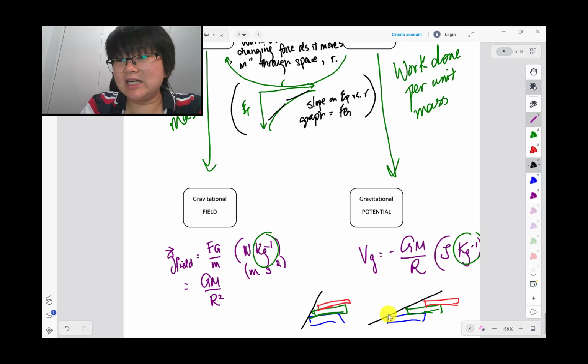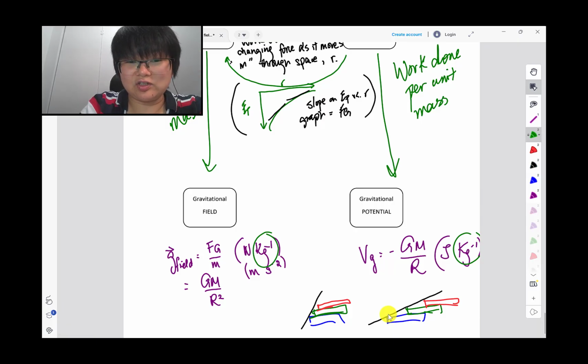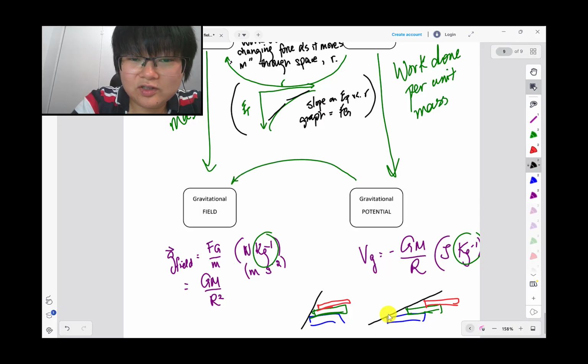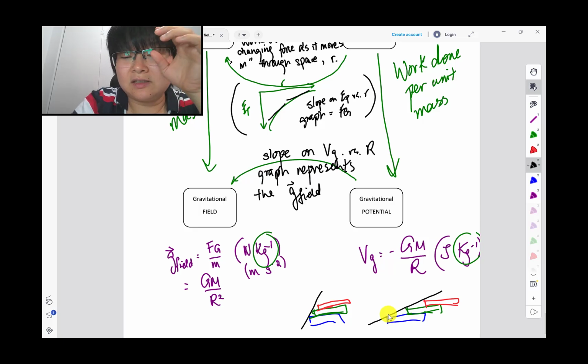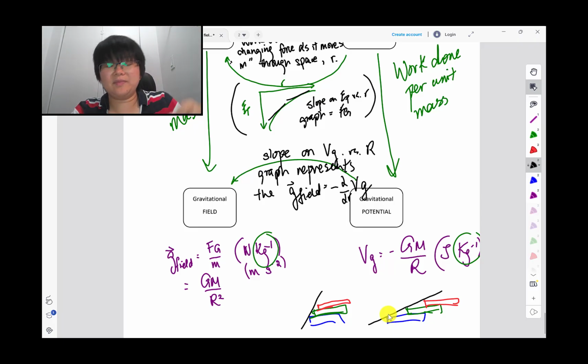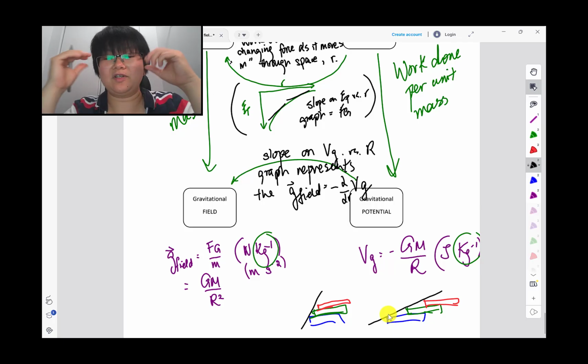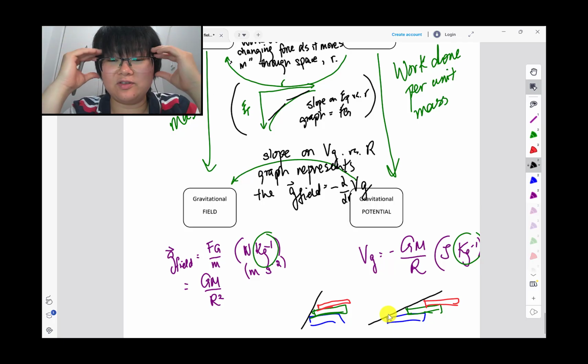So the link here is from gravitational potential to gravitational field, in which the slope on a Vg versus r graph represents the gravitational field. Technically there's a negative sign, so negative dVg over dr. There you go. Not super important at this point, but it has to do with directionality of the gravitational field. You can check back to those videos if you don't remember.